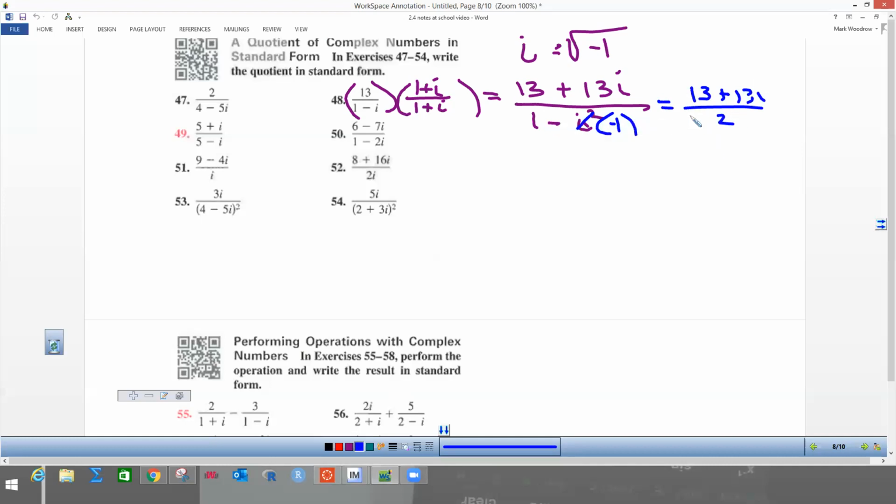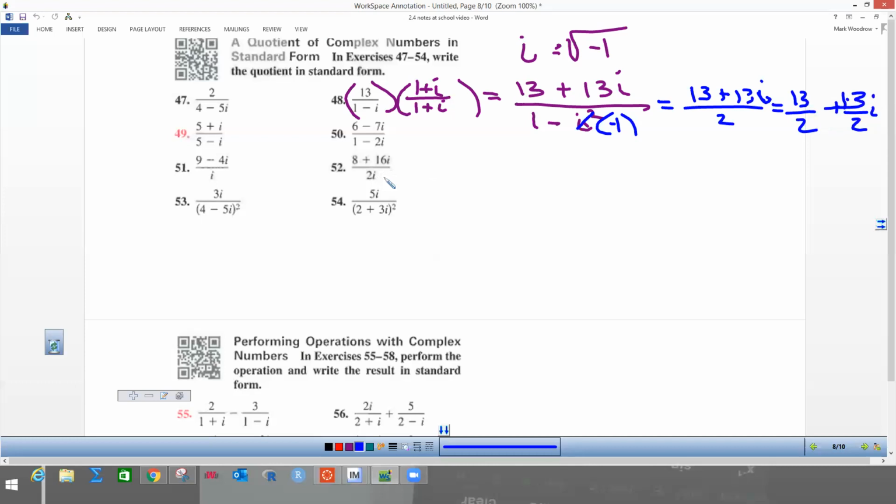That's 2. Now, this is not standard form because you have to have two totally different parts. You have to split up the common denominator so that you have a real part and you have an imaginary part. So it'd be 13 halves plus 13 halves i.